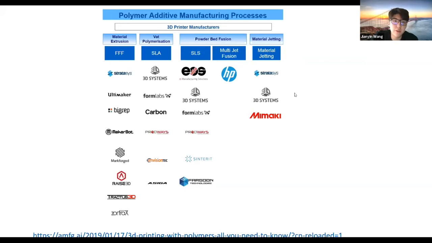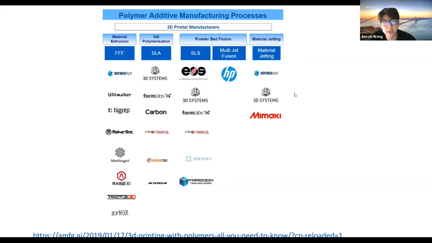To begin with, in polymer 3D printing, there are five common methods: SLA, FDM, SLS, MJF, and material jetting. And each of them will have an impact on the material microstructure, their size, their shape, and the orientation of the grain of crystals.